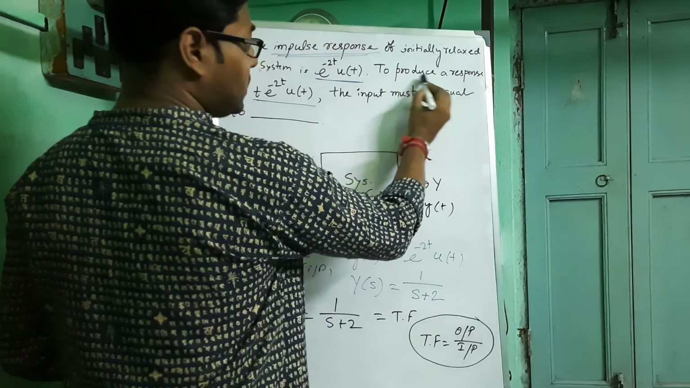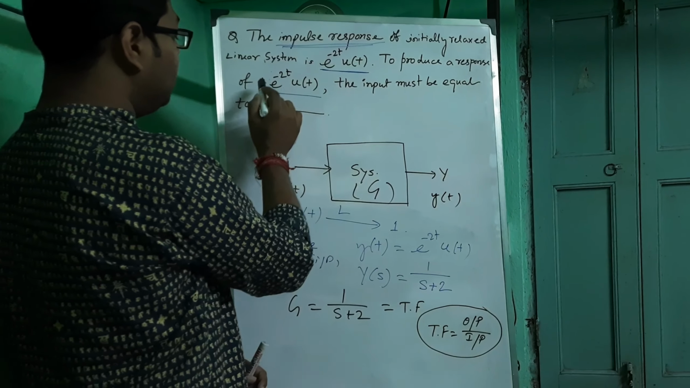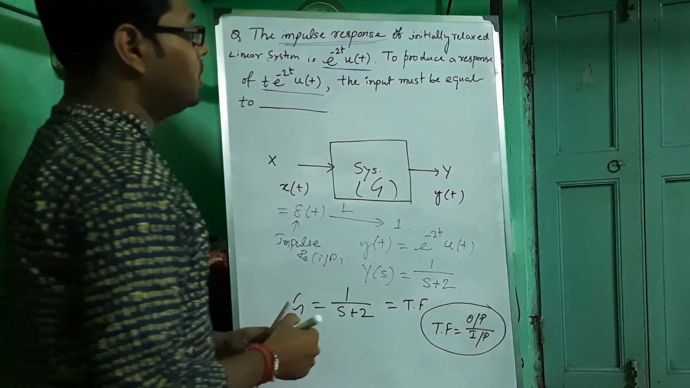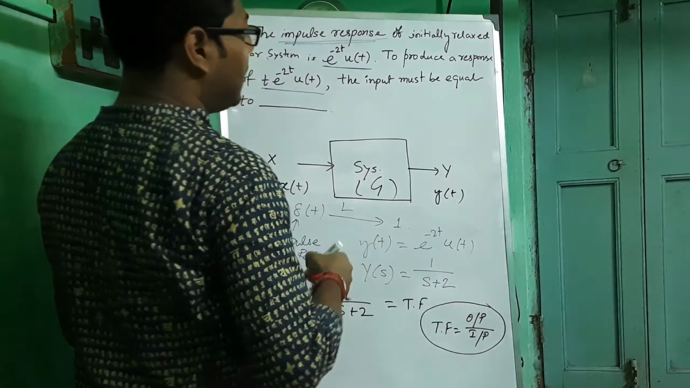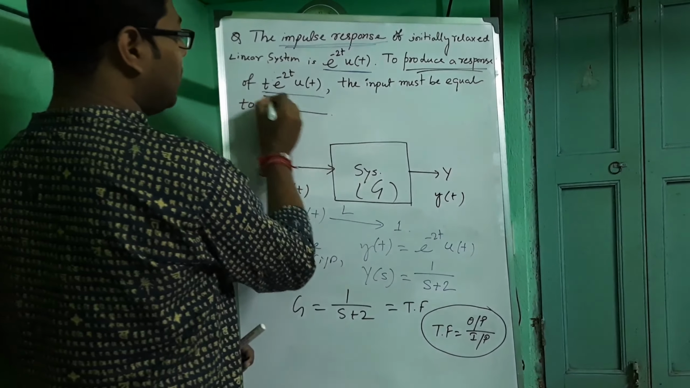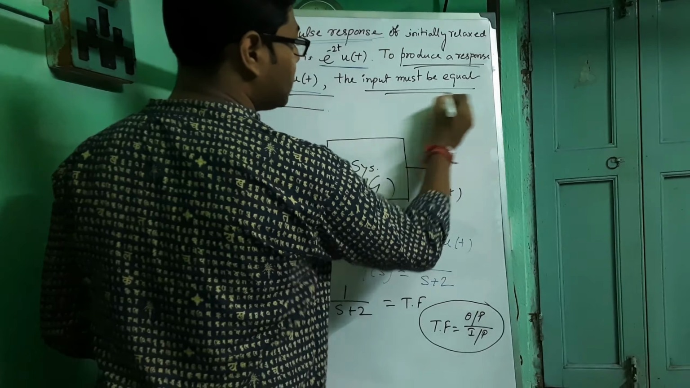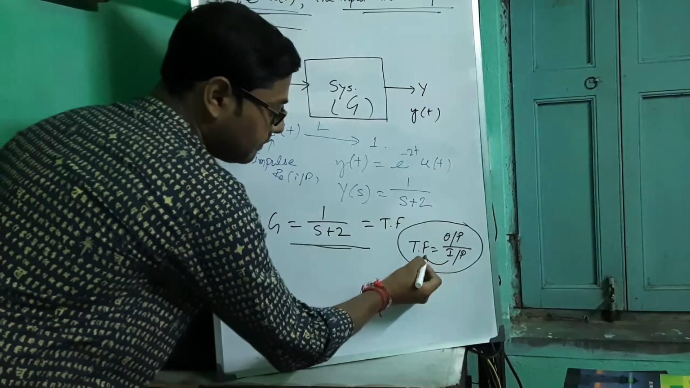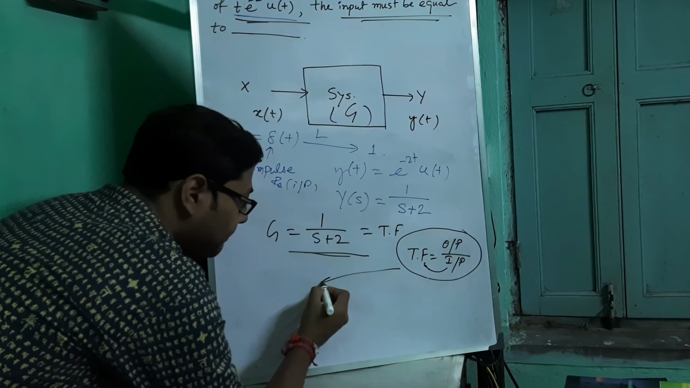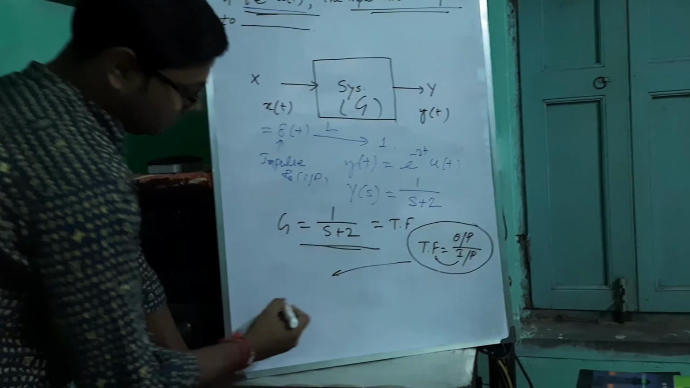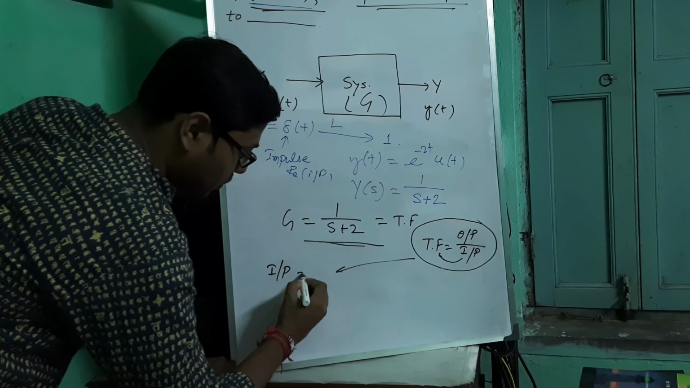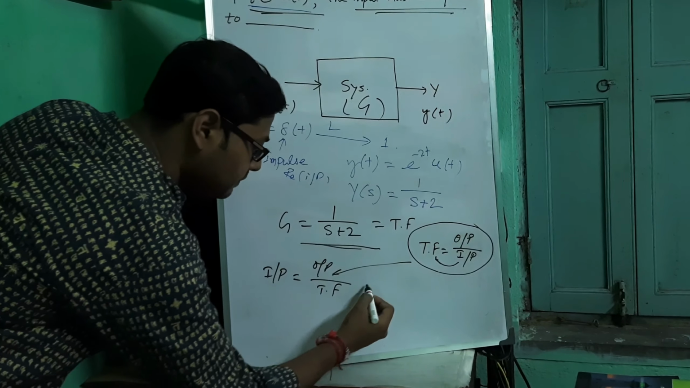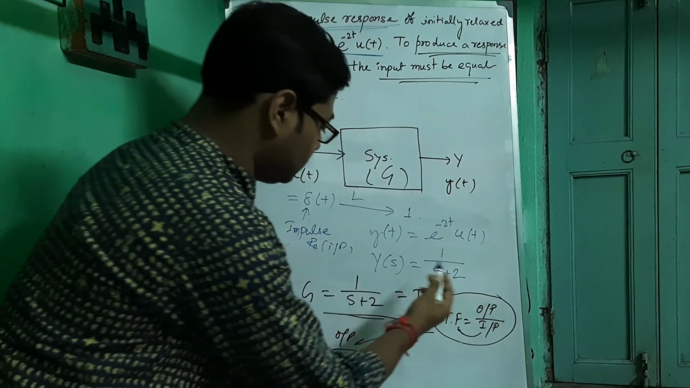Now come to the second. The response is t e to the power minus 2t u(t), and the input must be equal to what? They already gave the output, and they asked for the input, and we already found the system. So from this we can write input equal to output by transfer function.